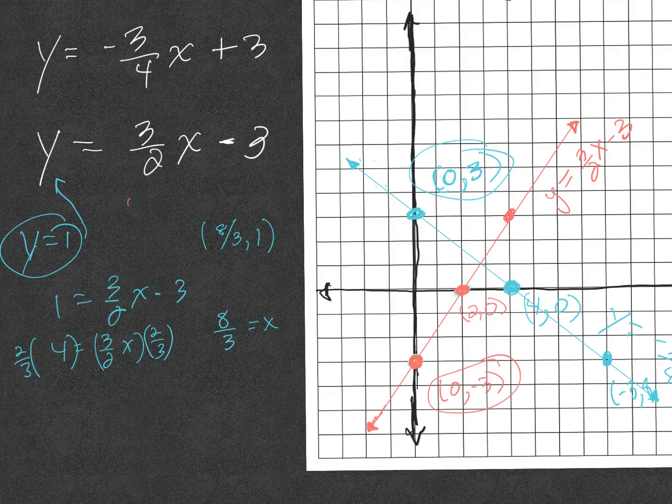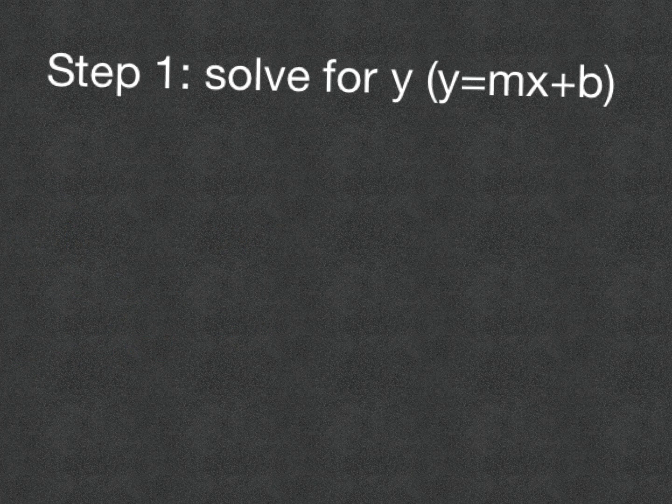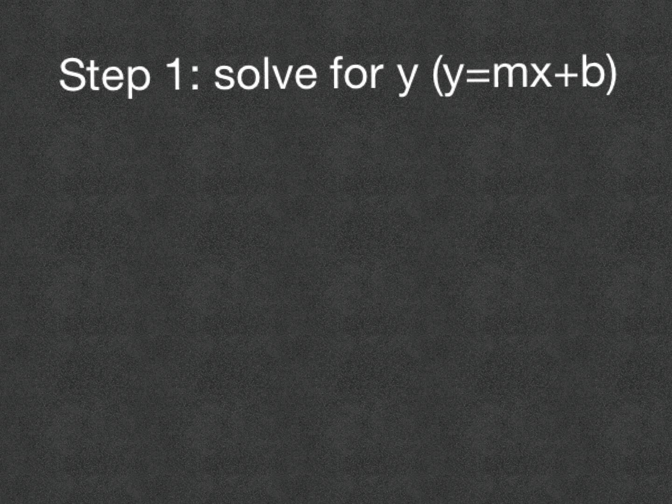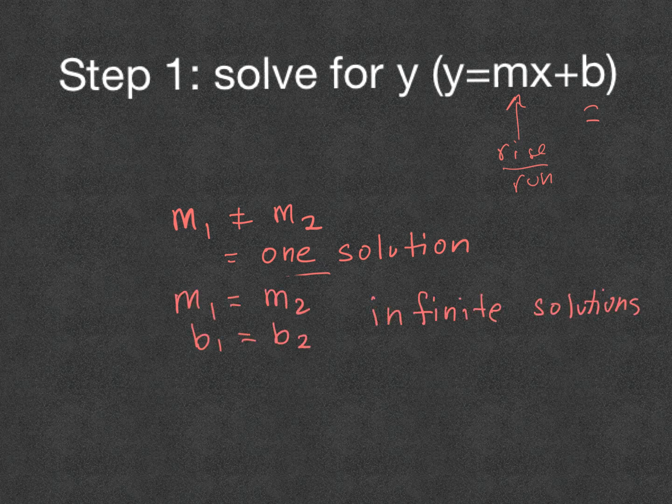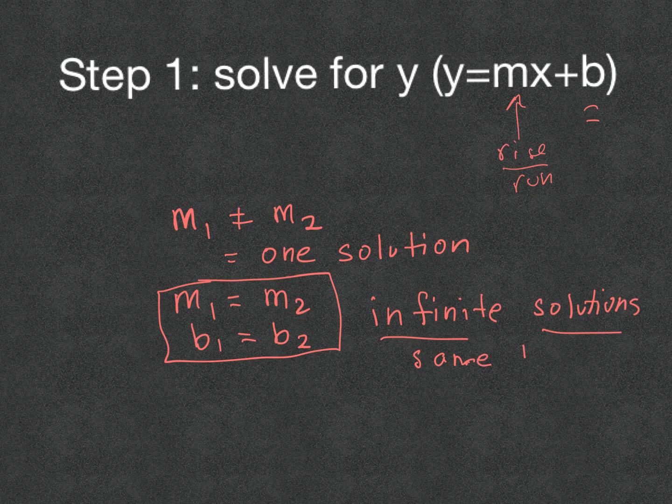Okay, to review. Step 1, solve for y in the form y equal to mx plus b. It's just much easier to graph, starting at b and using your slope, rise over run. Okay? Number 2, if the slopes are not equal when you solve, there's one solution. If the slope is the same and the b's are the same, it's the same line. And you have infinite solutions because basically it's the same line, okay?